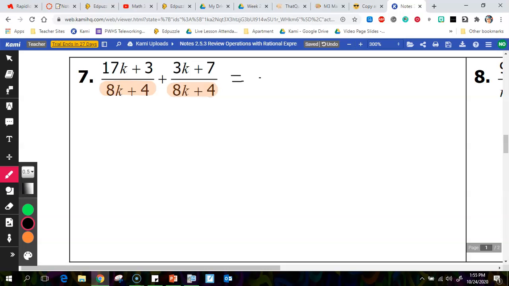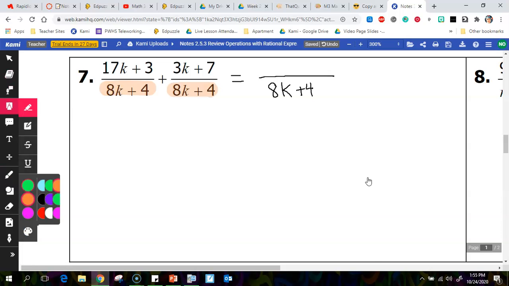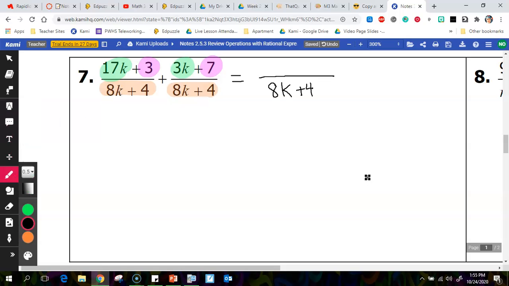So all I have to do is bring over the denominator and then add together the numerators. Now in the numerators I have some like terms. I have 17k and 3k. I also have 3 and 7, so I can combine the like terms, and that's going to be 20k plus 10. I'm not quite finished because both of these, the numerator and the denominator, can actually be factored, and I can simplify this. So the numerator, I'm going to take out a 10. The denominator, I'm going to take out a 4.